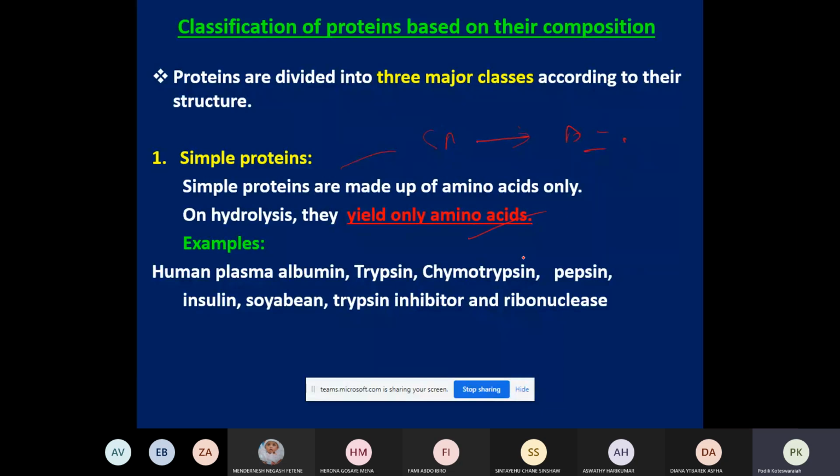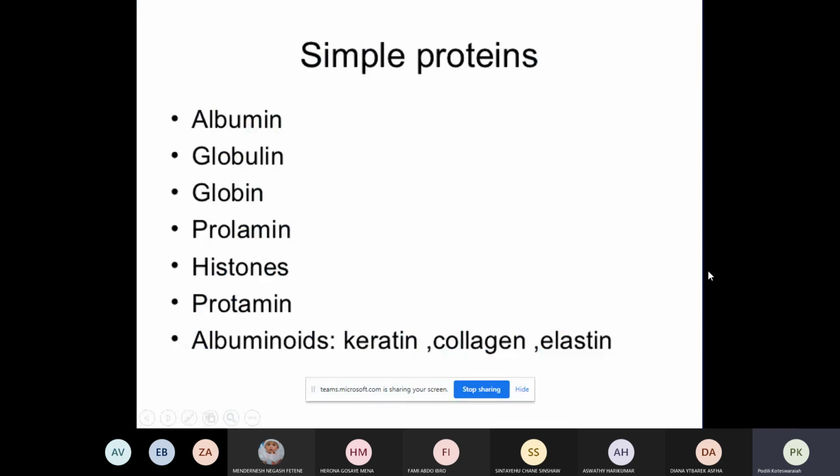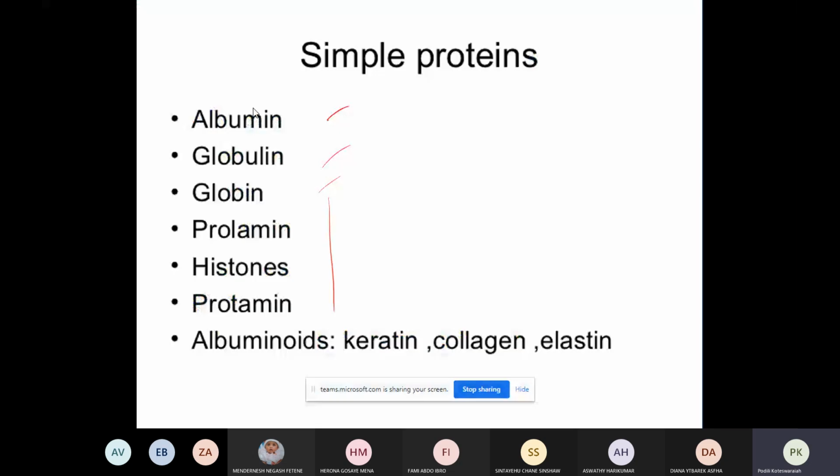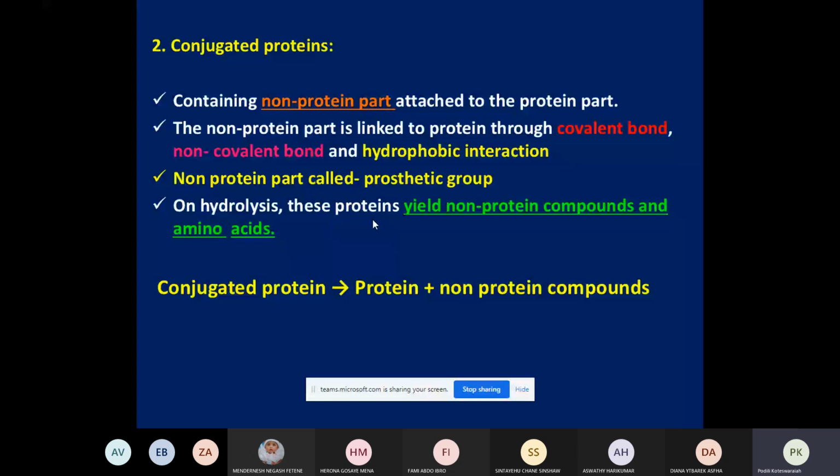So that means they are made up of only amino acids. For example, human plasma albumin, trypsin, chymotrypsin, all these are simple proteins. They have only amino acid residues. You can see here albumin, globulin, all these are simple proteins. And one more point is that most of the simple proteins are globular in nature, and in the sense they don't have any non-protein component attached. They are only built with the amino acids.